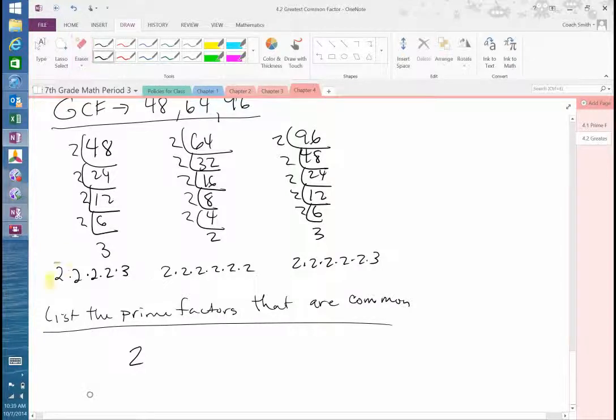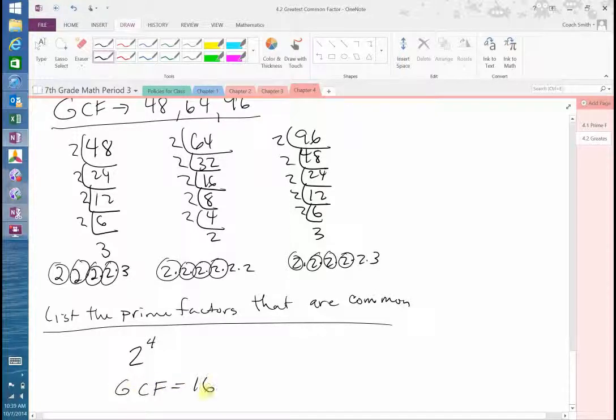So, now we have 1 there. We have a second one. We have a third one. We have a fourth one. So I must use it 2 to the 4th power. Okay, 2 to the 4th power is what? So the GCF is equal to 16. Because 2 times 2 times 2 times 2 is 16.